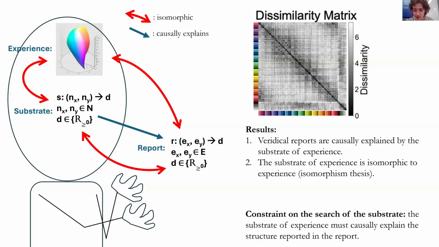This yields a constraint on identifying the substrate of experience, namely the candidate substrate must causally explain the structure of veridical reports.